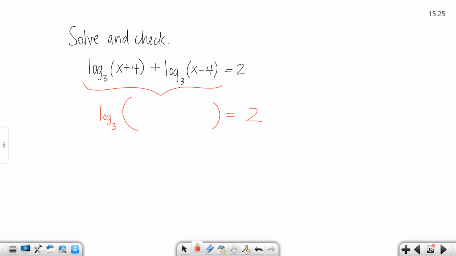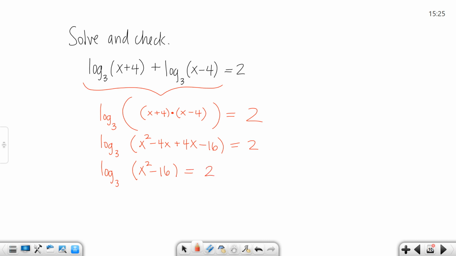This 2 is just sitting over here by itself. We're not touching that. The rule says if you're adding the logs, you multiply the terms. So I'm going to take x plus 4 times x minus 4. If you're adding the logs, you multiply the terms. So multiply here in the middle, I usually refer to that as FOIL. So that's the log base 3 of x squared minus 4x plus 4x minus 16. So that's the log base 3 of x squared minus 16, and that equals 2.